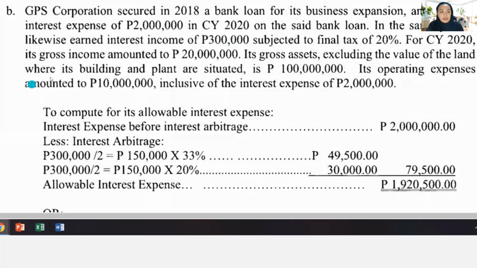For calendar year 2020, its gross income amounted to 20 million. Its gross assets, excluding the value of the land where its building and plant are situated, is 100 million. Its operating expenses amounted to 10 million.